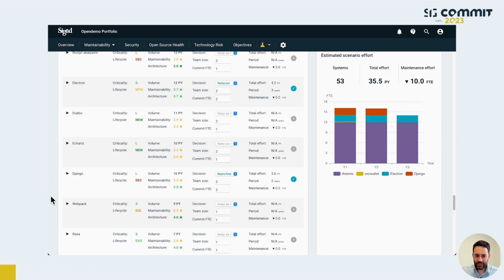Let's imagine that all of these 4 systems were the systems that had front-end technologies. You can see the total effort that we expect this project will take, 35.5 person years. After its completion, we assume, of course, that the quality of the components or systems that we selected will increase, and that will reduce the total maintenance effort.